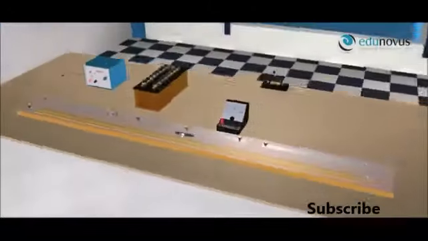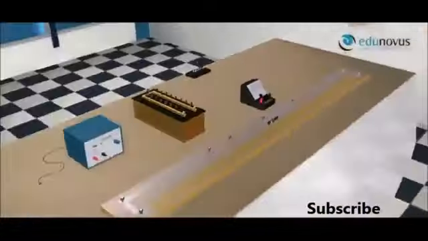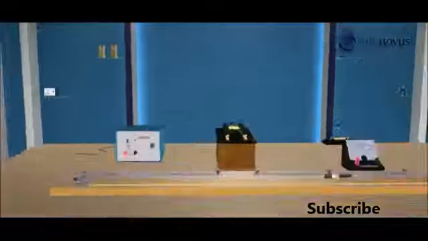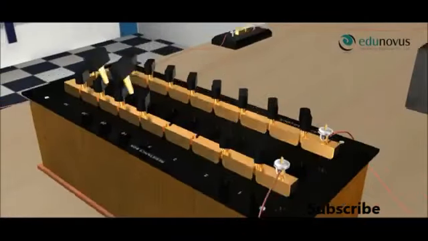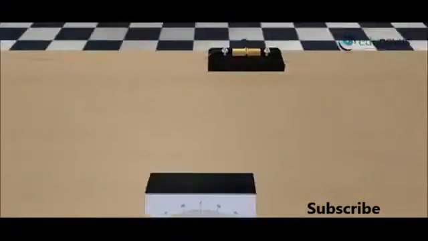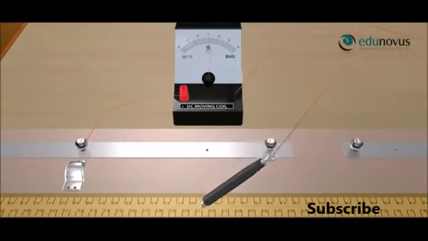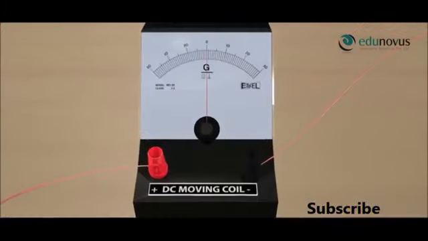Now, let us see how the resistance is measured using the meter bridge. This is the fully connected circuit of a meter bridge. For the first observation, turn on the power supply, take out 7 ohms from the resistance box and insert the key. Now, take the jockey and touch the meter bridge wire at different positions till the galvanometer shows 0 deflection.